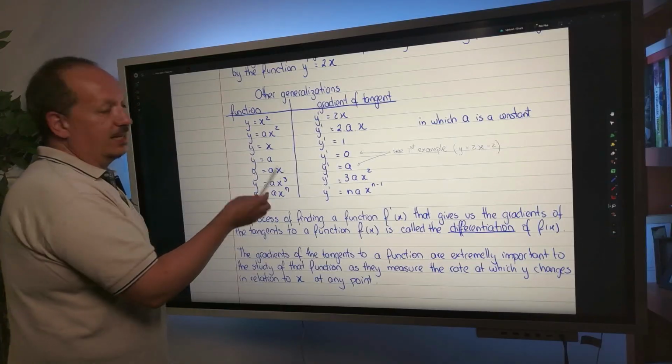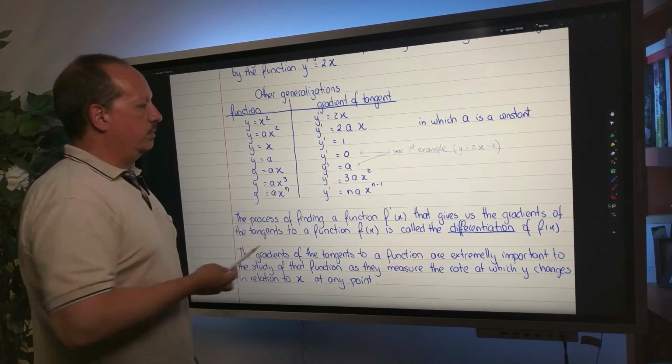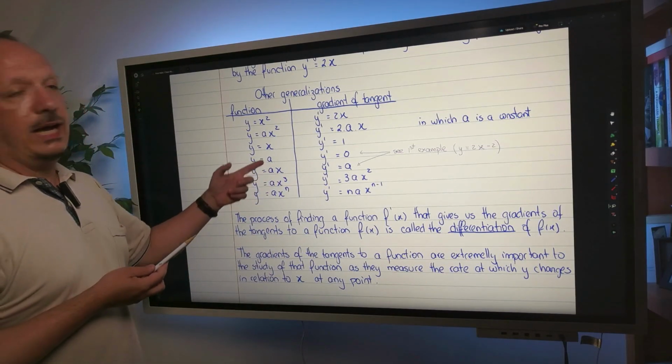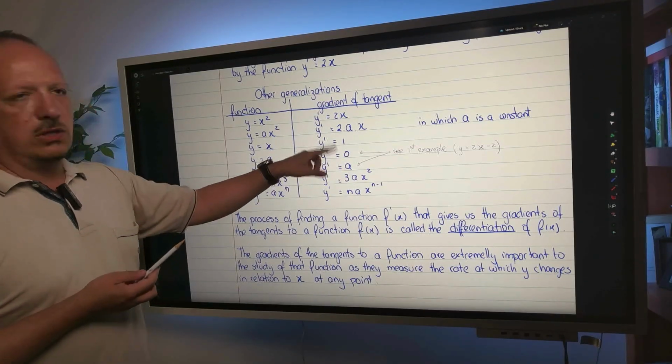What if y is a number, a constant? Then the gradient is 0. You know that for a long time. What if it is 4x? Then the gradient is 4. All of these 3, actually not 2, but 3, you know for a long time.